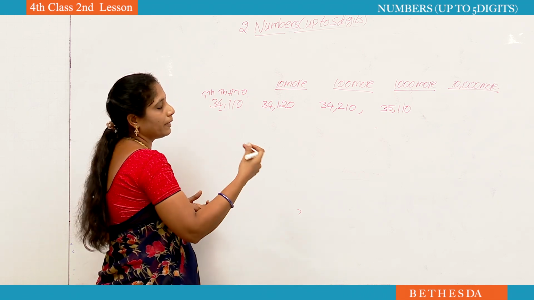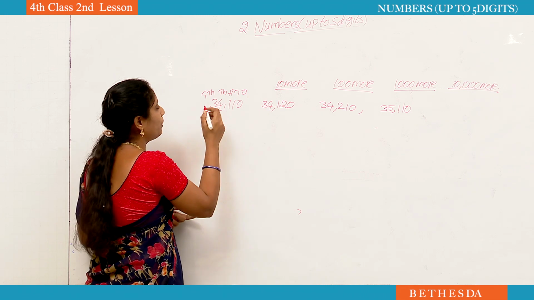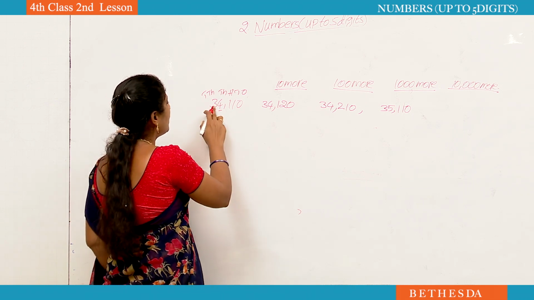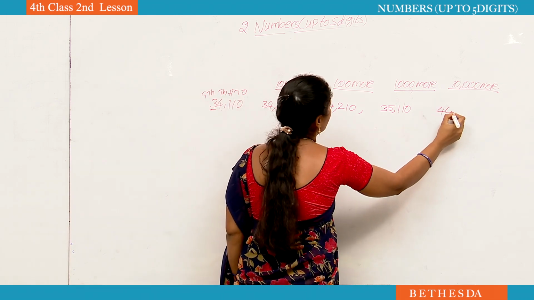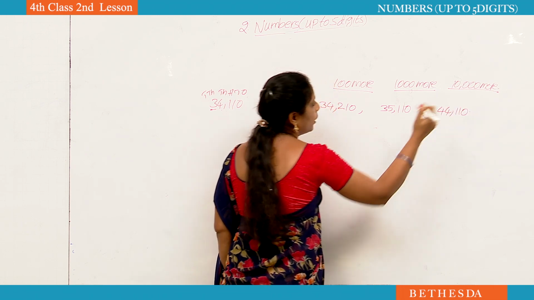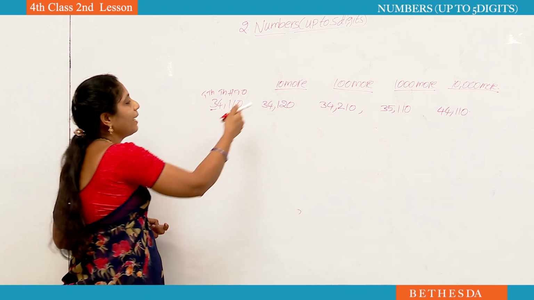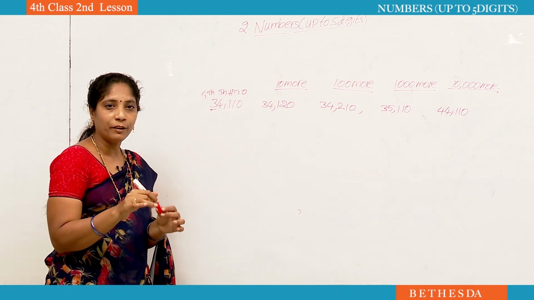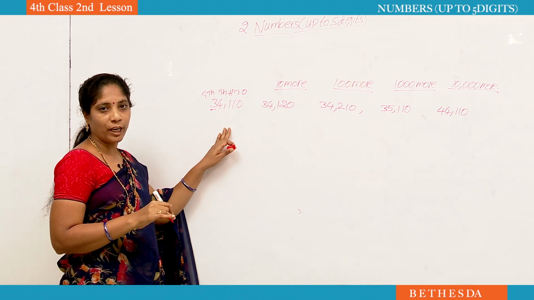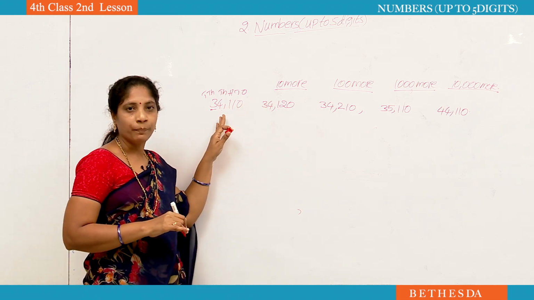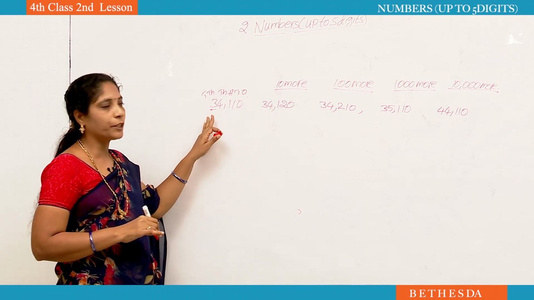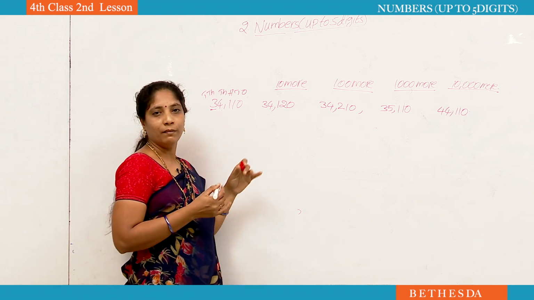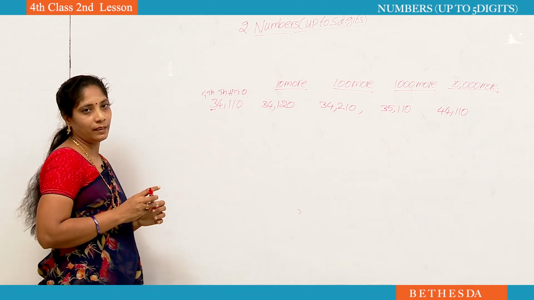Now, 10,000 more. Which place we have to add? For 10,000's place we have to add 1. See here, 3 plus 1, 4. 44,110. If you observe here, if we add 10 for any number, it will change tens place number. If you add 100 for any number, that number hundreds place will change. If you add 1000 for any number, that number thousands place will change. If you add 10,000 for any number, that number's 10,000s place only will change. Remaining numbers you have to write as usual.